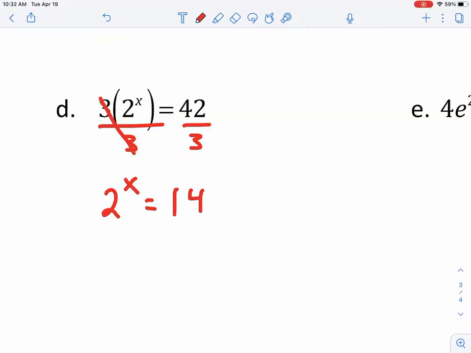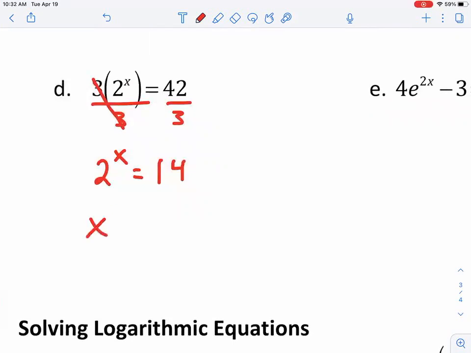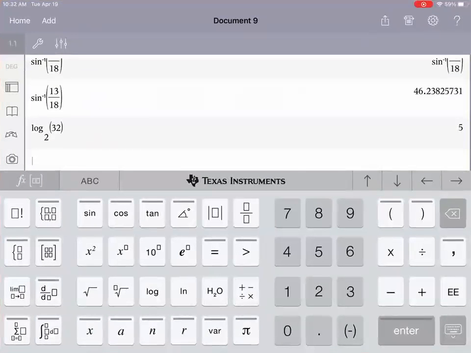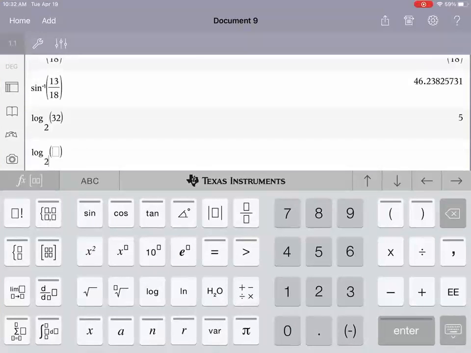I know that 2 to the 3rd is 8. I know that 2 to the 4th is 16. So my answer is somewhere between 3 and 4, but I don't know what it is. So I want to write this in log form. So I get x equals log base 2 of 14. And I'm going to use my calculator to get an approximation for that. I'm going back to my calculator and typing in log base 2 of 14.